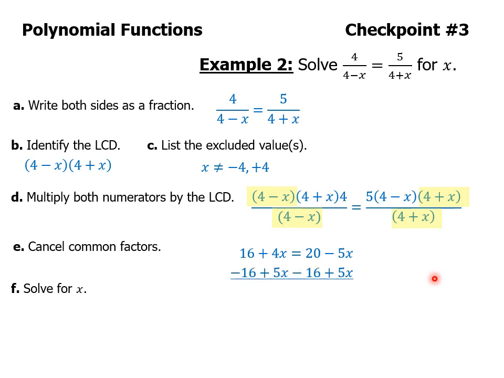So I'm going to add 5x to both sides, because that'll cancel over here. Subtract 16 from both sides. So 4x plus 5x is 9x. 20 minus 16 is 4. Divide both sides by 9. We get x is 4/9. That's not the excluded value, so if I plug in 4/9 for the x in the original, left side should equal the right side.